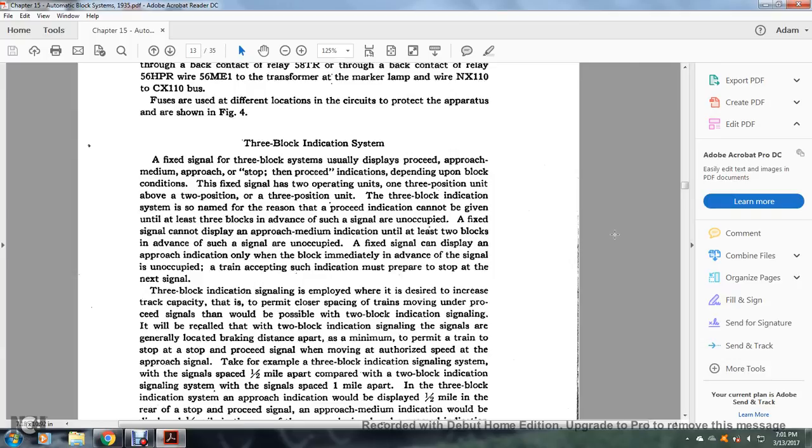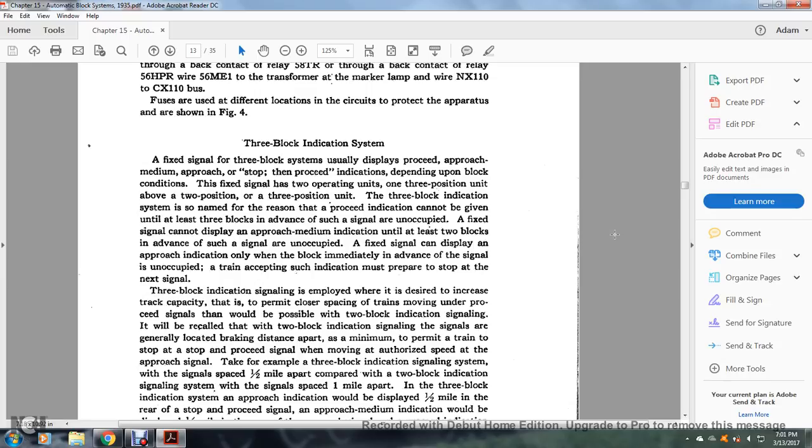A fixed signal with a 3-block system usually displays proceed, approach, approach medium, or stop and proceed, depending upon the blocking condition. The fixed signal has 2 operating units, one 3-position unit above the other 3-position unit. With the 3-block indication system, the proceed indication can be given at least 3 blocks in advance if such blocks are unoccupied.